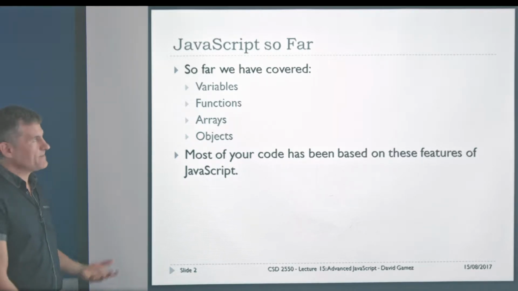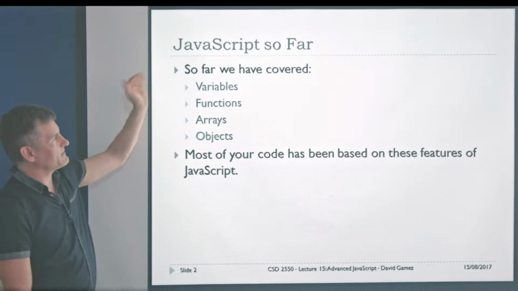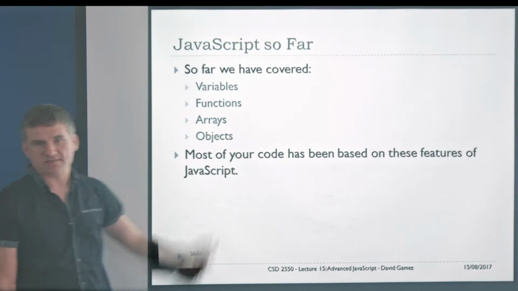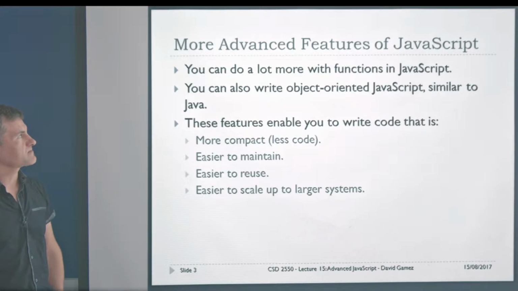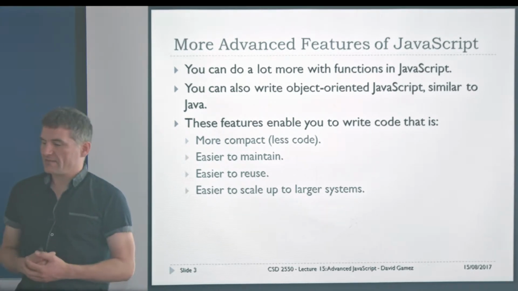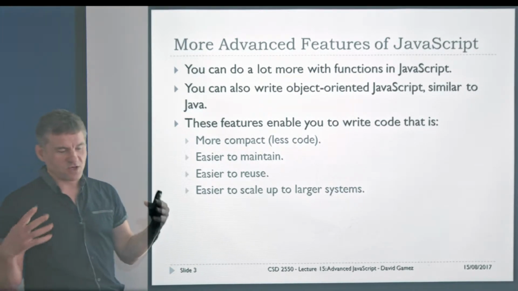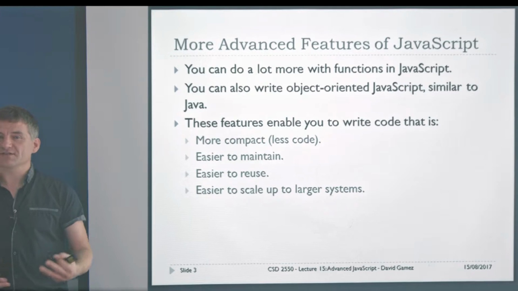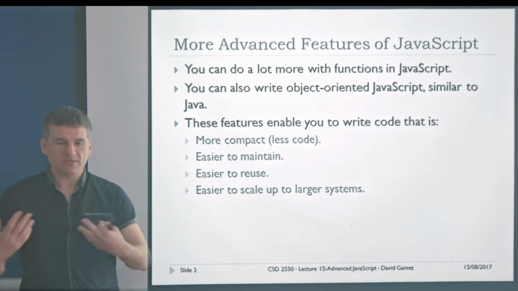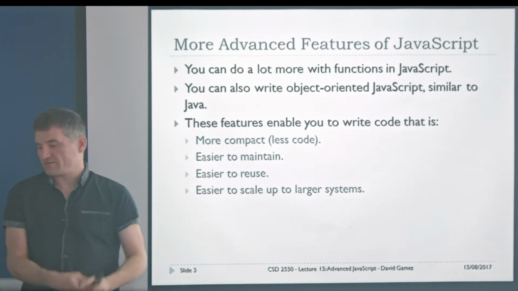So the JavaScript so far has been very linear in a way. We've just been covering variables, functions, arrays, and objects, and most of your code so far, I'm guessing, has been based on these features. But you can do a lot more with JavaScript. You can do a lot more with functions, and you can also write object-oriented JavaScript that's similar to Java. Don't get too hooked on the idea that it's going to be identical to Java. It's a little bit different, but it's the same general idea that you can create objects that represent things and then call methods on those objects to invoke behaviors in the objects.